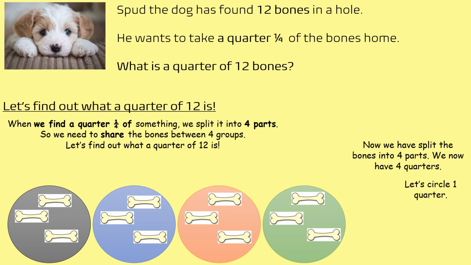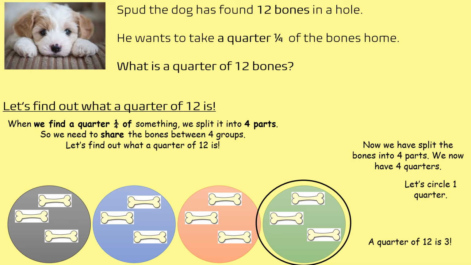Now, Spud, how many quarters did he want to take home? He only wants to take a quarter. That means he only wants to take 1 quarter of the bones home. So let's circle 1 quarter. Let's circle 1 group. There we go. Now that's 1 quarter of the bones. That's all that Spud wants to take home.